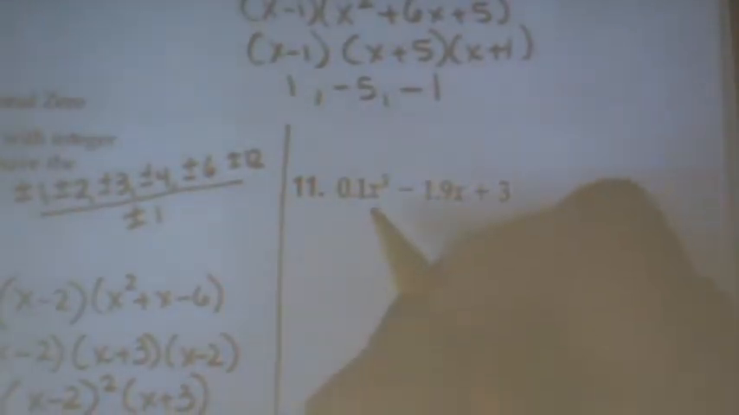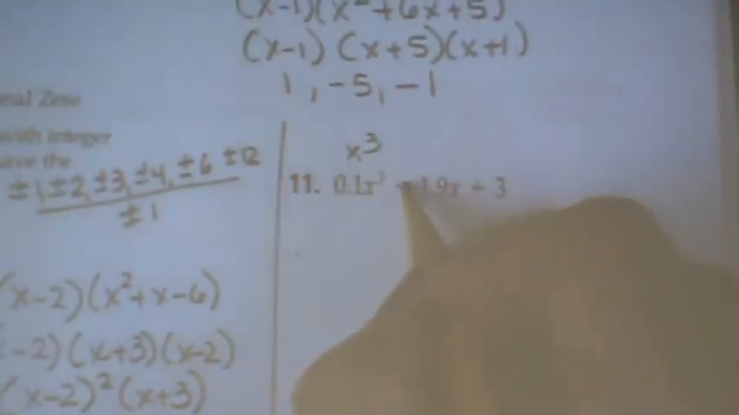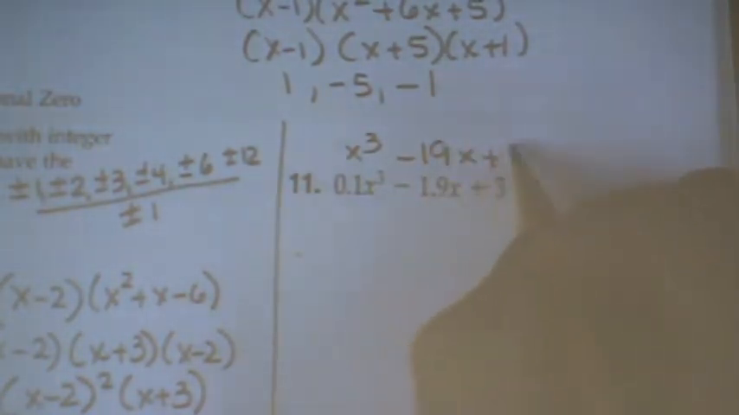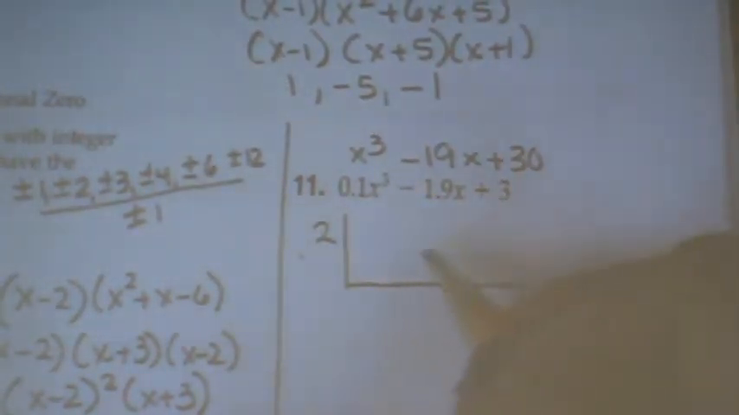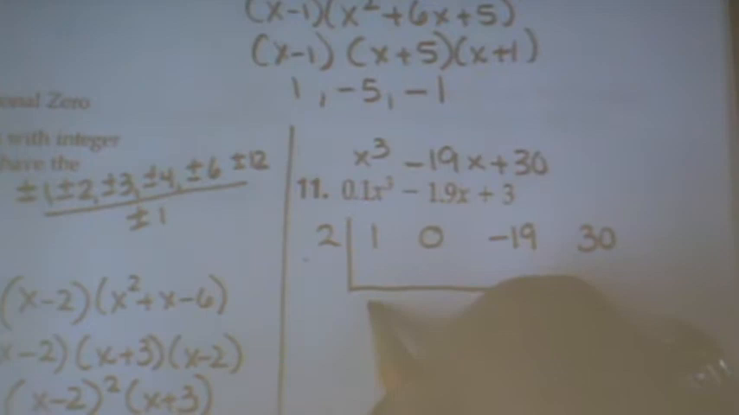Now for number 11, what you're going to want to do is get rid of these decimals and make this x cubed minus 19x plus 30. And I did that by multiplying everything by 10. Now, I'm going to tell you your first zero is going to be 2. If you did 1, 1 doesn't work. Now there's a 0 here for x squared, negative 19 and 30, okay? You want to make sure if there's a missing term, you insert a 0. So bring down the 1, 2, 2, 4, negative 15, negative 30, and 0.